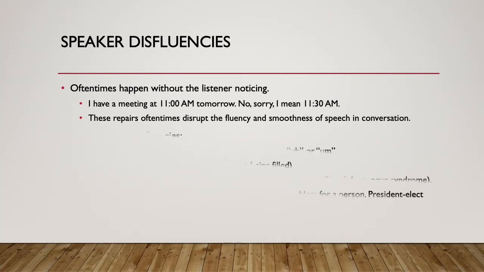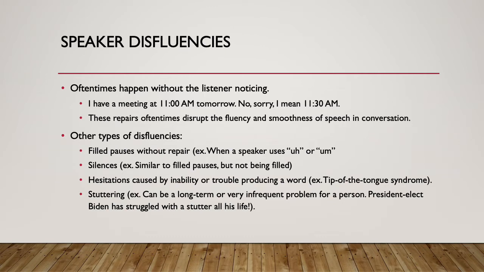Speaker disfluencies oftentimes happen without the listener noticing. The most common type of disfluency happens on the part of the speaker when they seemingly randomly interrupt themselves to correct an error made that the listener may or may not have even noticed. This generally happens really quickly, with no gap or space in between. So the listener has very little time between when the speaker commits the error and then corrects the error because they do it so quickly.